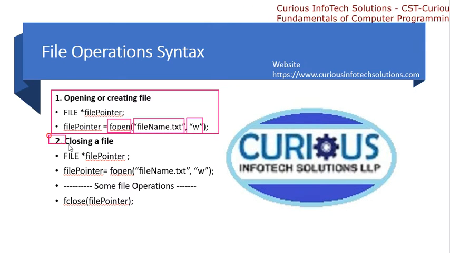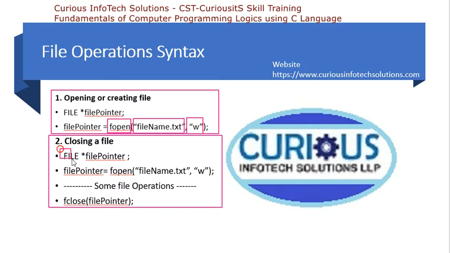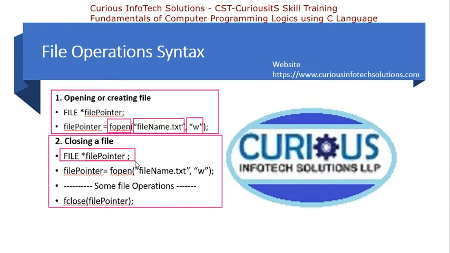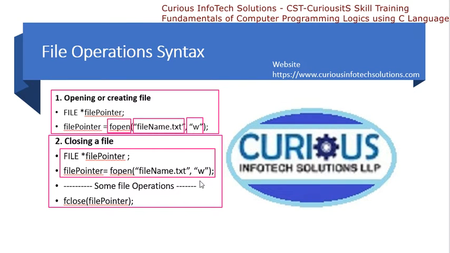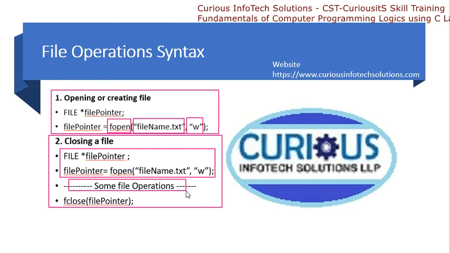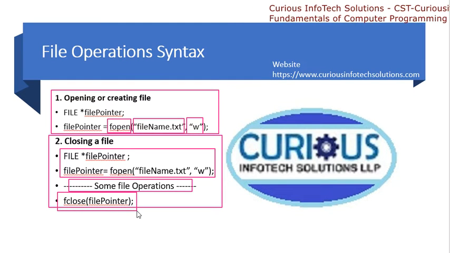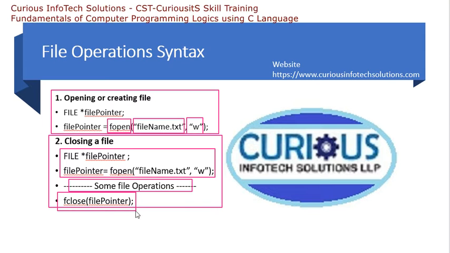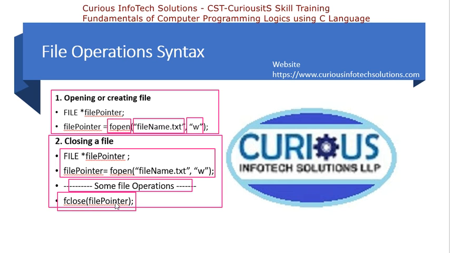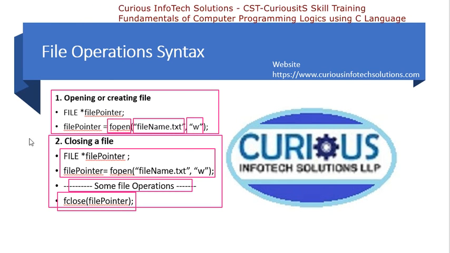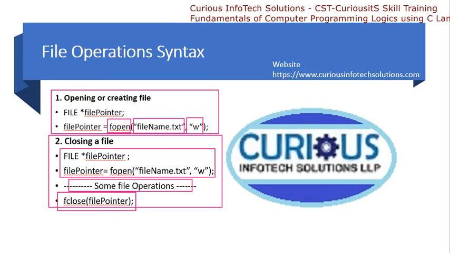Now next is closing a file. First you make a file pointer, then you open a file in some mode, then you do whatever file operation you want, and lastly comes a very important function, that is fclose. By this fclose we can easily close our opened file. So till now you have seen these operations with the syntax.